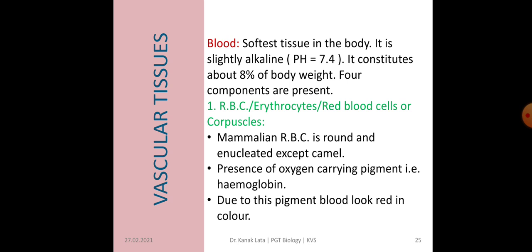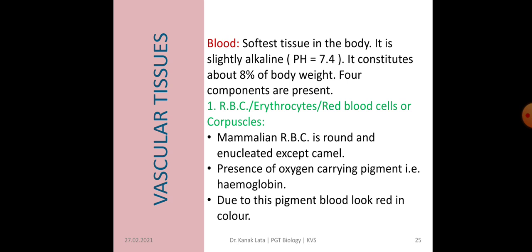Now the next type of connective tissue is vascular tissue. First is blood. Blood is the softest tissue in the body, and the pH is slightly alkaline, that is 7.4, and it constitutes about 8% of body weight. There are several components or elements of blood. They are RBC, WBC, platelets and blood plasma. So we will discuss here one by one.